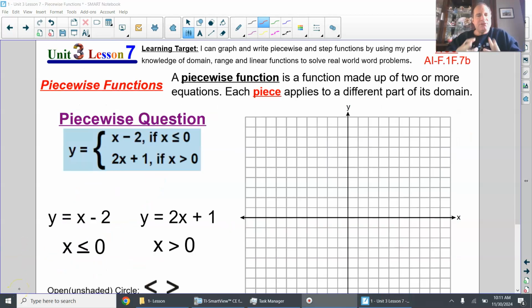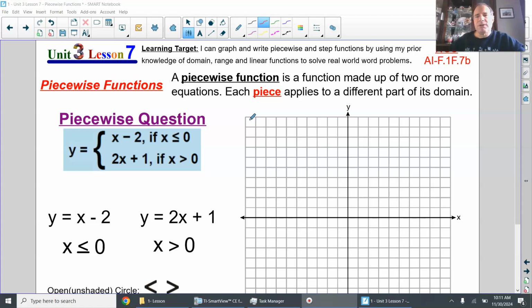Okay, so now here's our first piecewise function. All right, and a piecewise function is a function made up of two or more equations. And you can see this right here is y equals x minus 2 if x is less than or equal to 0. I'll talk about that. And the second line is y equals 2x plus 1 if x is greater than 0. So each piece applies to a different part of the domain.